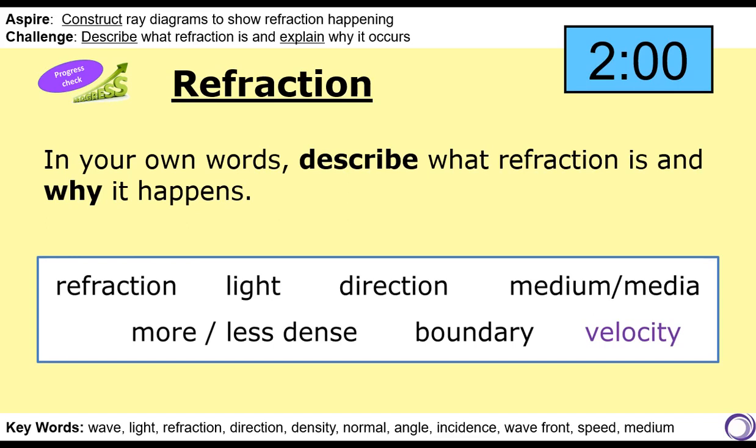You don't have to use all of them, but if you can use all of them, then that will make your description much better. And if you're a higher tier student, then you need to try and use that last word, which is in purple there, velocity. I'm going to give you 2 minutes to do this on your own. Off you go.